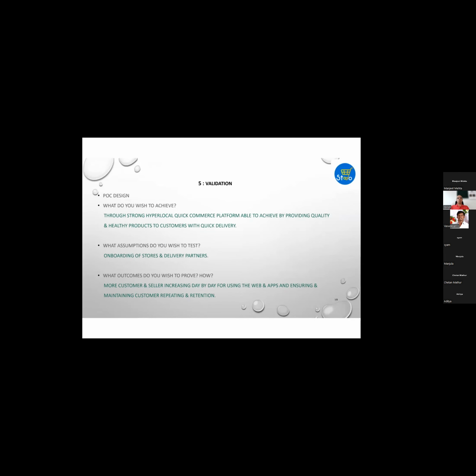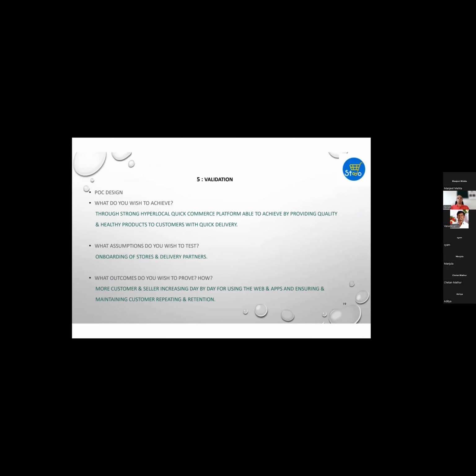Okay, go ahead. The next validation is the POC design. What do you wish to achieve? A hyper-local quick commerce platform able to achieve this by providing quality and healthy products to customers with quick delivery. The assumption we want to test is the onboarding of stores and delivery partners. And what outcomes do you want to prove? More customers and sellers increasing day by day for using the web and apps, and ensuring and maintaining customer repeat and retention.